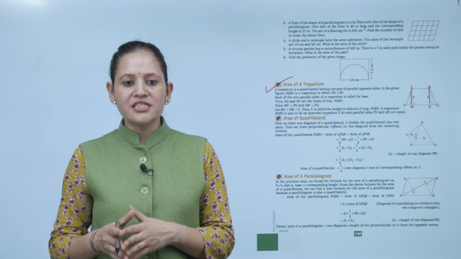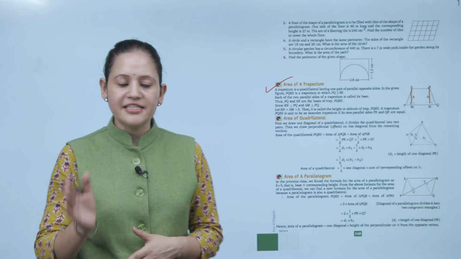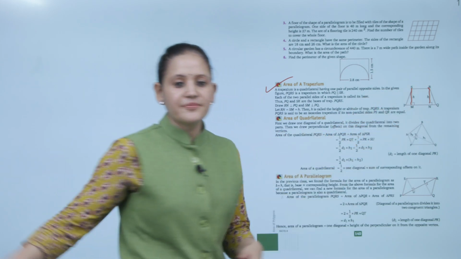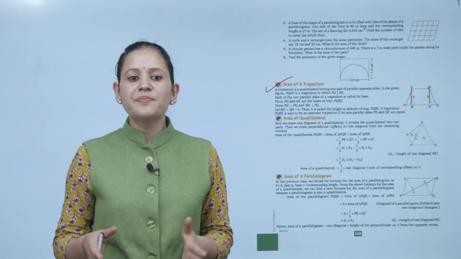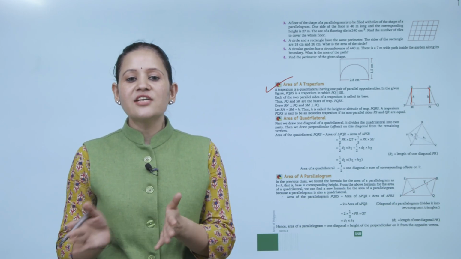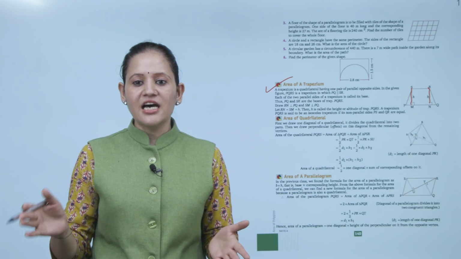Let RN equals SM, that is equal to height h. So this is the height h. Then h is called the height or altitude of the trapezium PQRS. A trapezium PQRS is said to be an isosceles trapezium if non-parallel sides are equal.